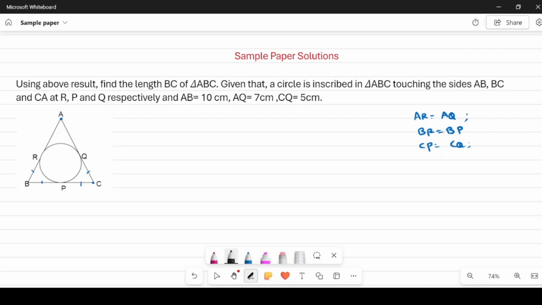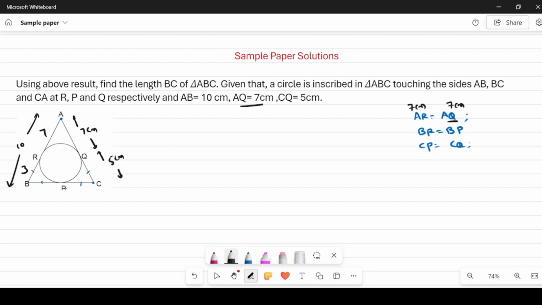We have AB is equal to 10 centimeters. Out of that we know AQ is 7 centimeters. And then CQ is 5 centimeters. We need to find BC, right? BC is nothing but BP plus PC. Since AQ and AR are equal, and AQ is 7 centimeters, AR is also 7 centimeters. So, total AB is 10 centimeters. That means BR will be 3 centimeters.